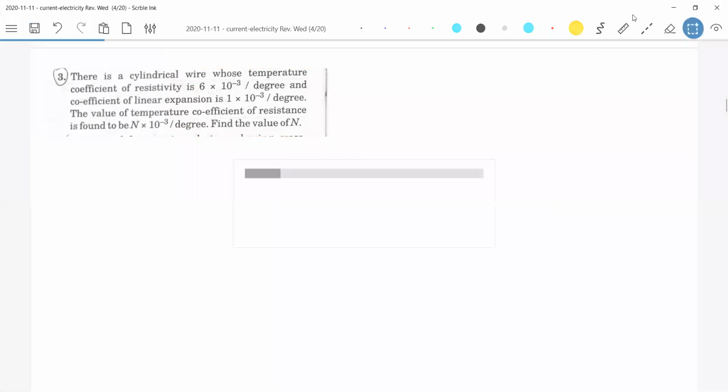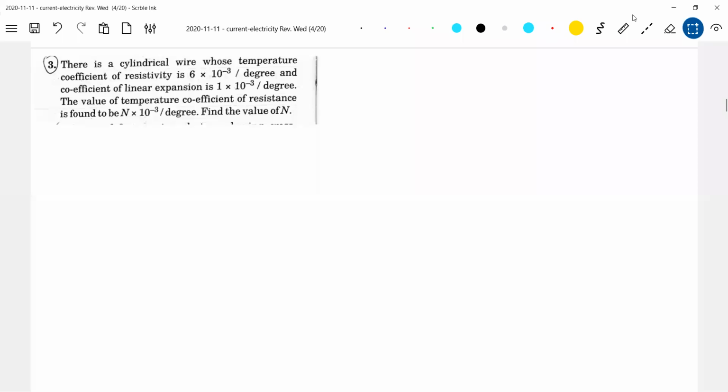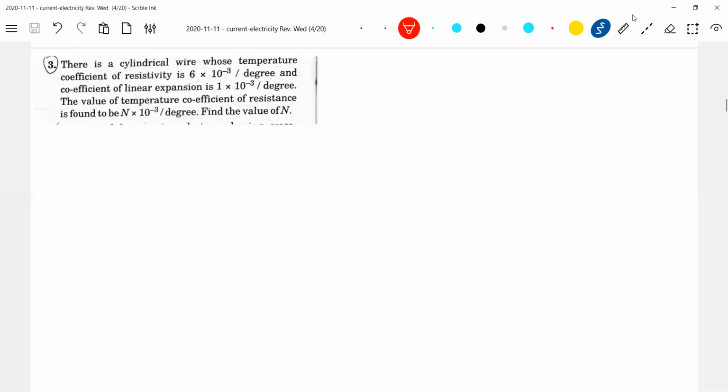I discussed some theoretical ideas on the resistance of a conductor varying with temperature. This particular concept I discussed, and once again I just brought in numericals. We had only theoretical discussion. So what is resistance in general? Rho L by A.